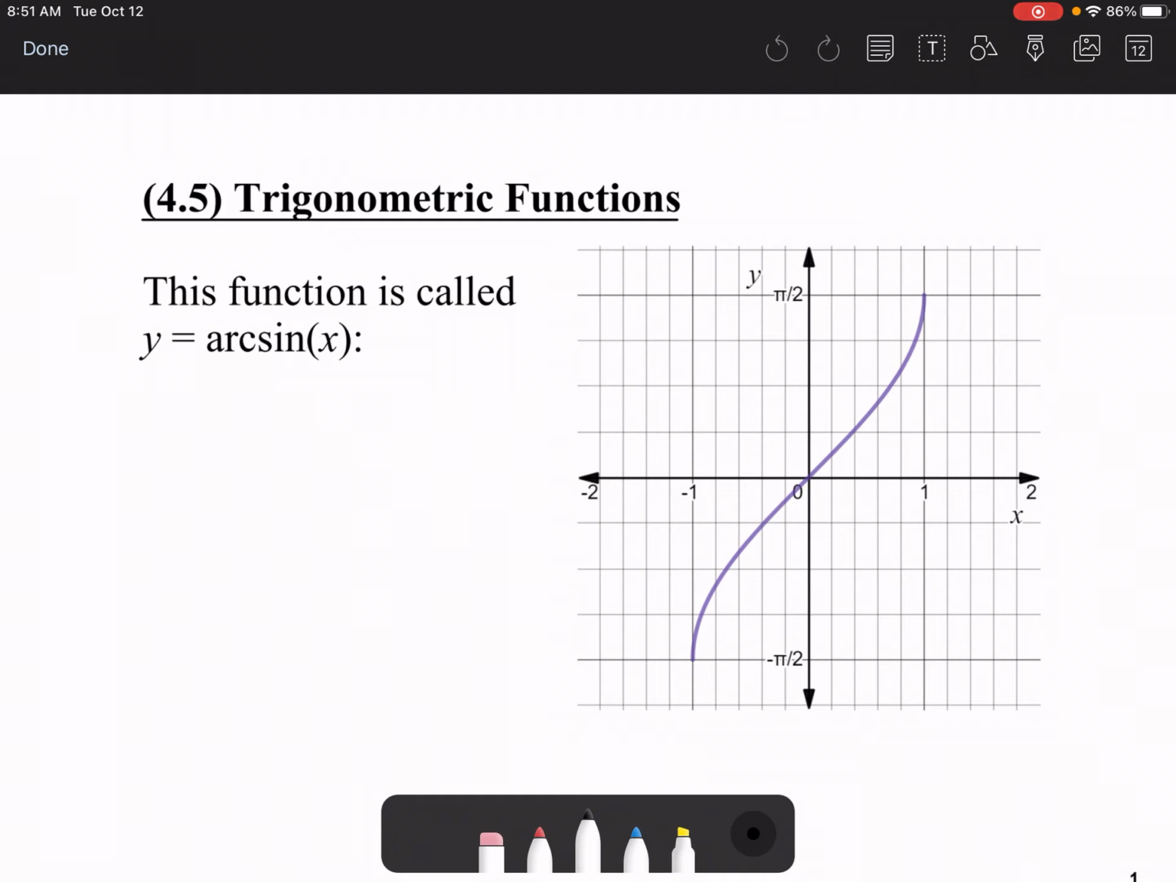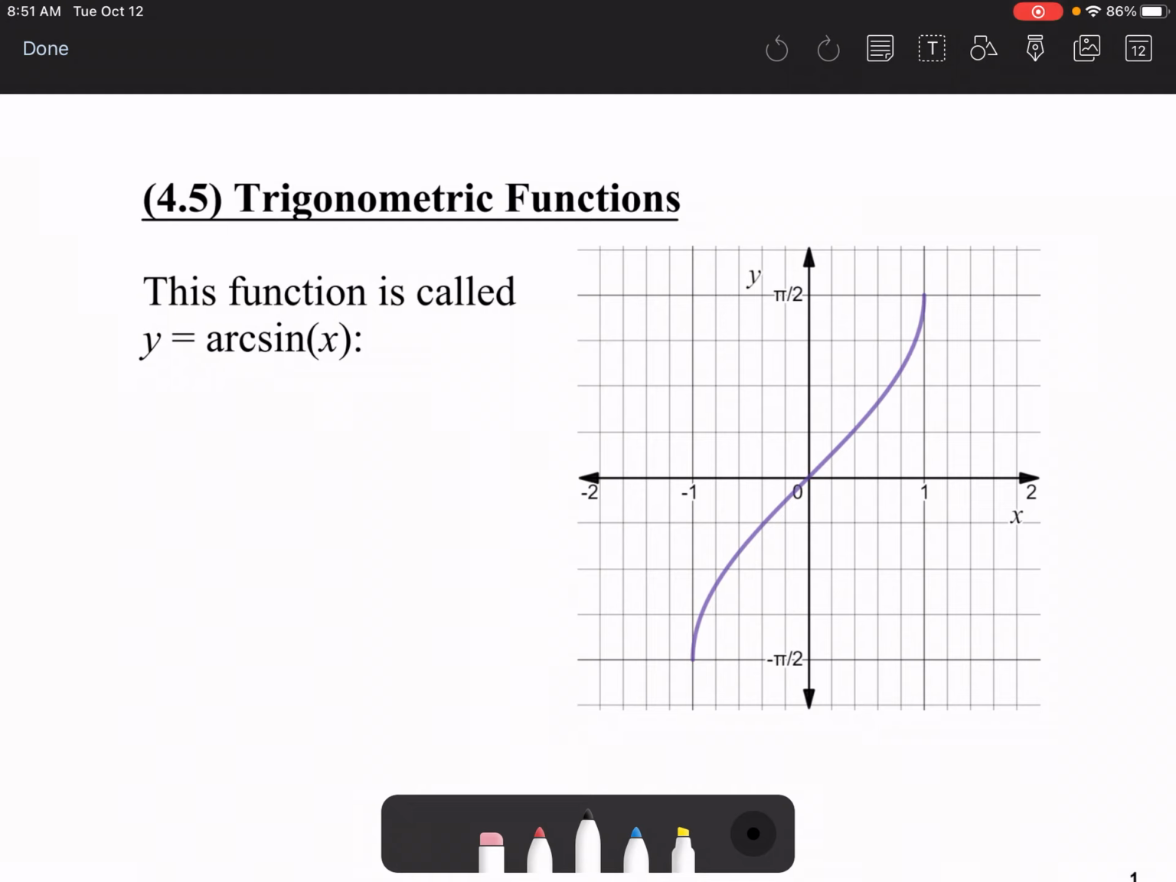Today we're going to look at some inverses of trigonometric functions and use what we've learned so far to find all possible solutions to any kind of function within its domain.